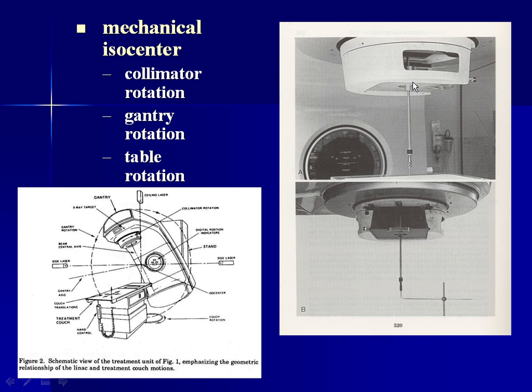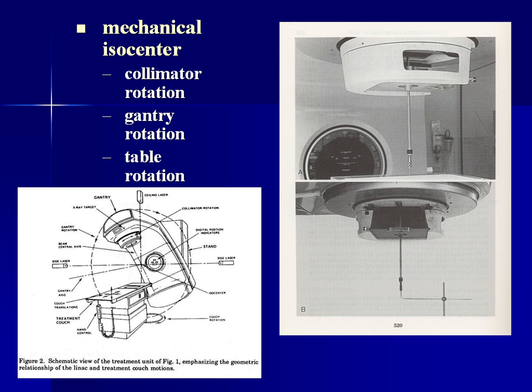This is one method, probably the most common method of checking the mechanical rotation of this machine, to see that it is still rotating around this one point in space. This is the rotation of the collimator, the gantry, and the table. There's not a zero tolerance to it, but we try to keep it within 2 millimeters.